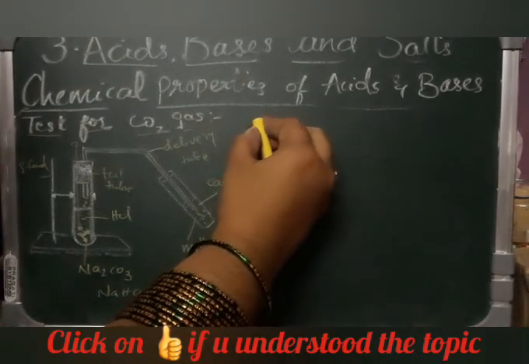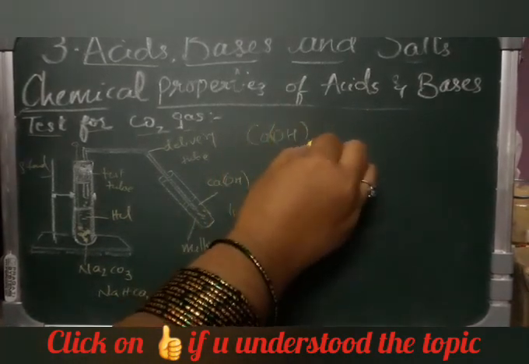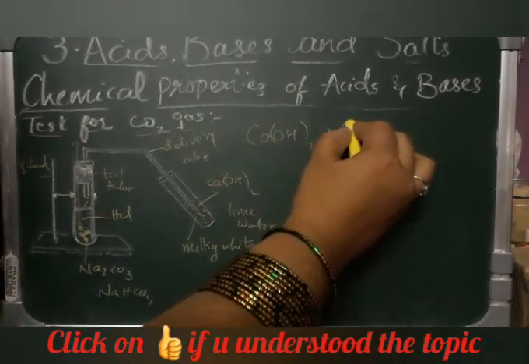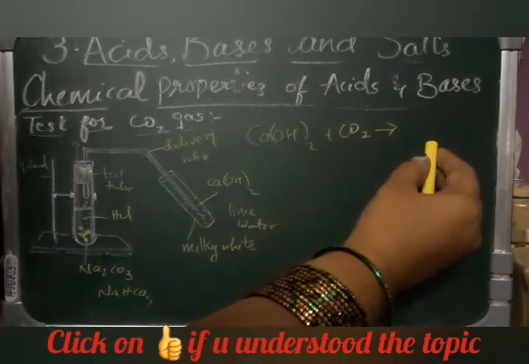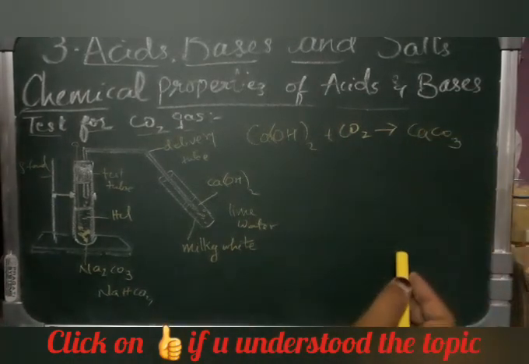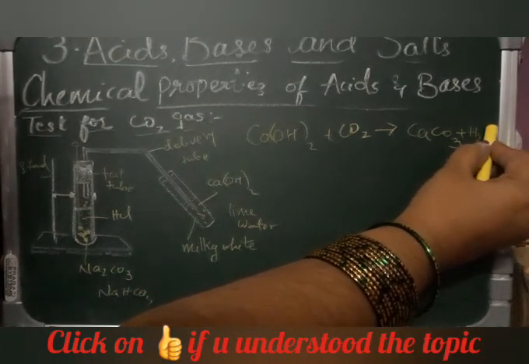That is, when you are passing the CO2 into calcium hydroxide, we are writing it in the form of an equation, this is reacting with carbon dioxide and forming calcium carbonate, that is nothing but your milky lime water, and water is there, right?